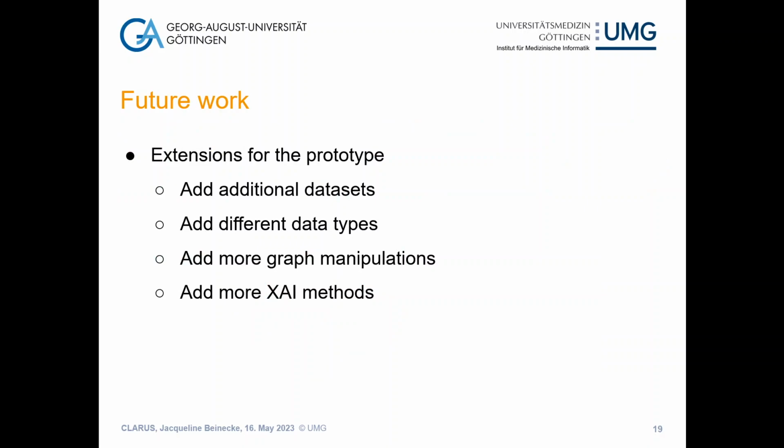For future work, of course, this is a prototype and there are still many new things we would love to add, like adding additional data sets and different data types. Currently we have graph type data, but maybe allowing a user to upload their own data would be a great feature, and also different data types. For example, with tabular data, one could change the visualization to maybe a heat map style for patients and features. Then also adding more graph manipulations, so maybe deleting one node from every graph and not just one graph, and also adding, of course, more XAI methods.